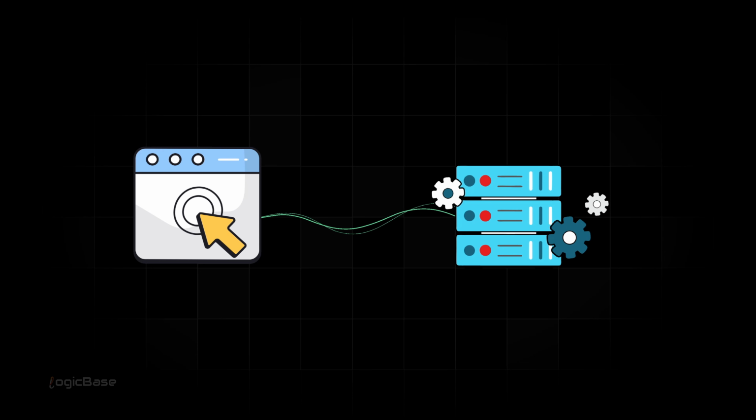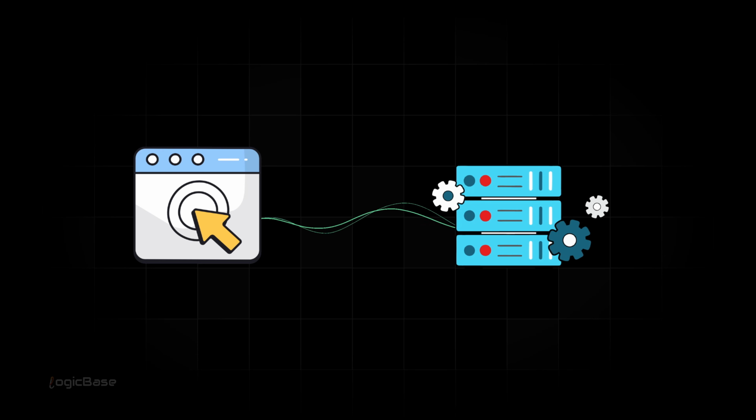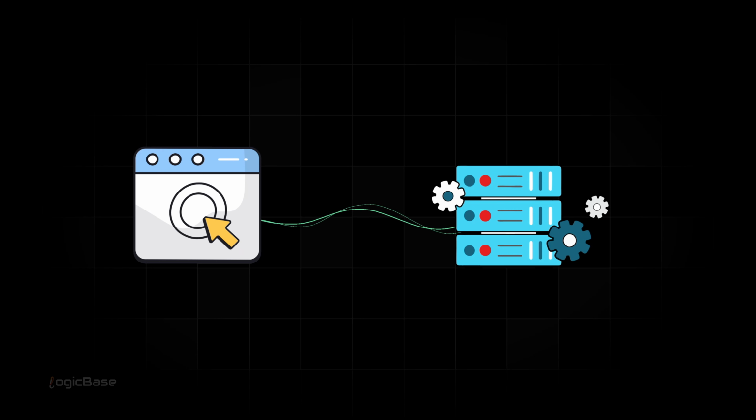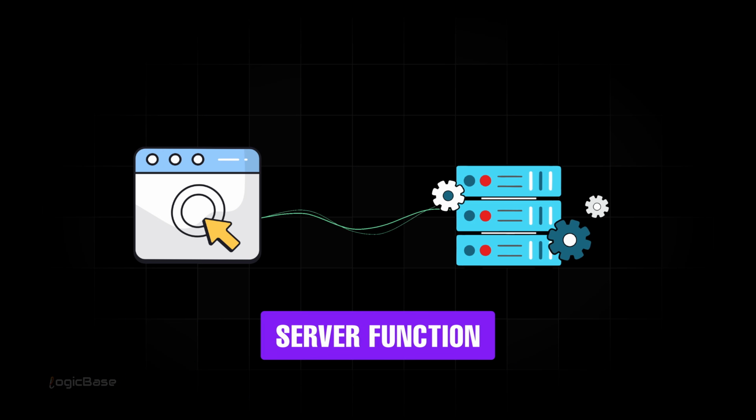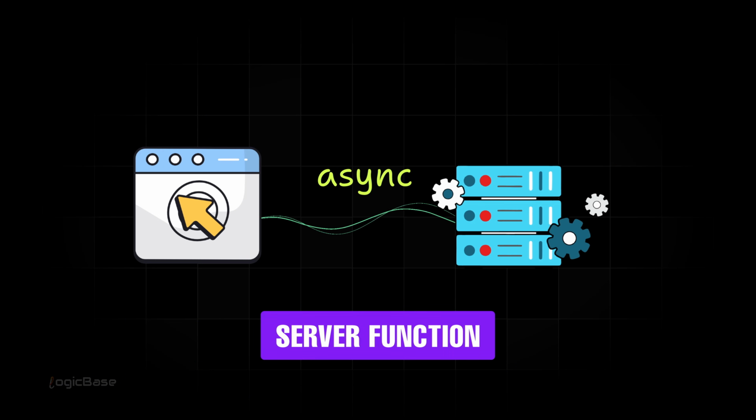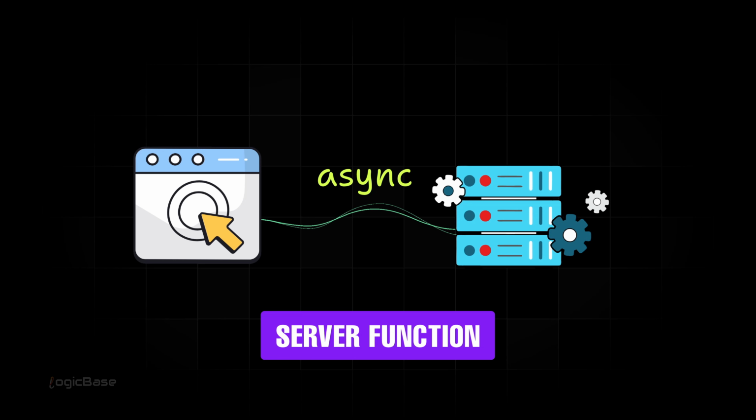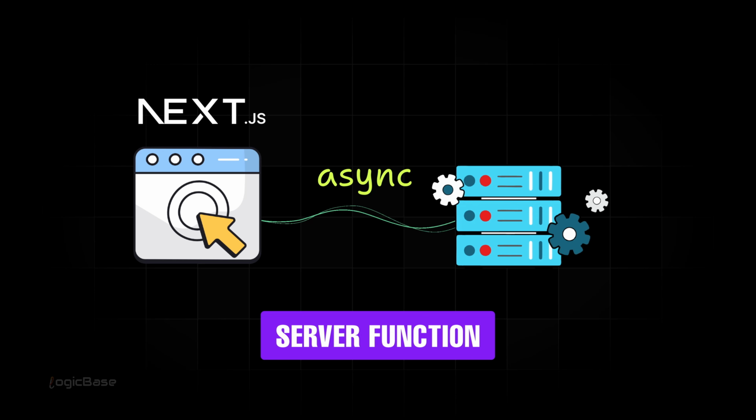We can often think like this: I need to run a server-side function when the user clicks or submits. In Next.js, that server-side function has a name, a server function. It's an async function that runs on the server, and when the client calls it, Next.js triggers a network request behind the scenes. That's also why it must be async.